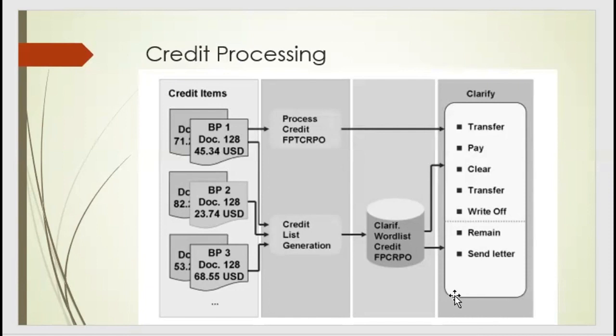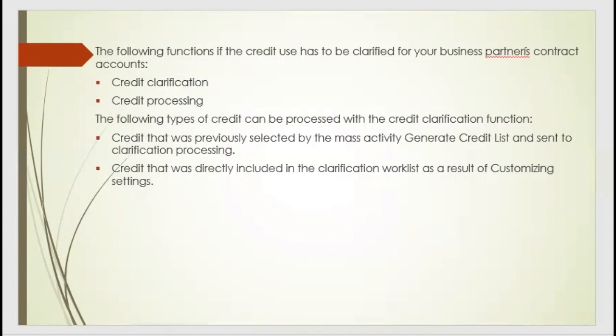Apart from that, whatever money is remaining for your credit control or credit process, that also we need to get from the clarification worklist, and the letters which you need to send. Like if somebody has not paid, we send them a new date if possible. If somebody has overpaid, we need to send a letter. All this stuff also gets generated from the clarification worklist. So it's almost a workflow kind of thing. You can see the following functions of credit use as clarified for business partners. One is credit clarification, and the other is credit processing.